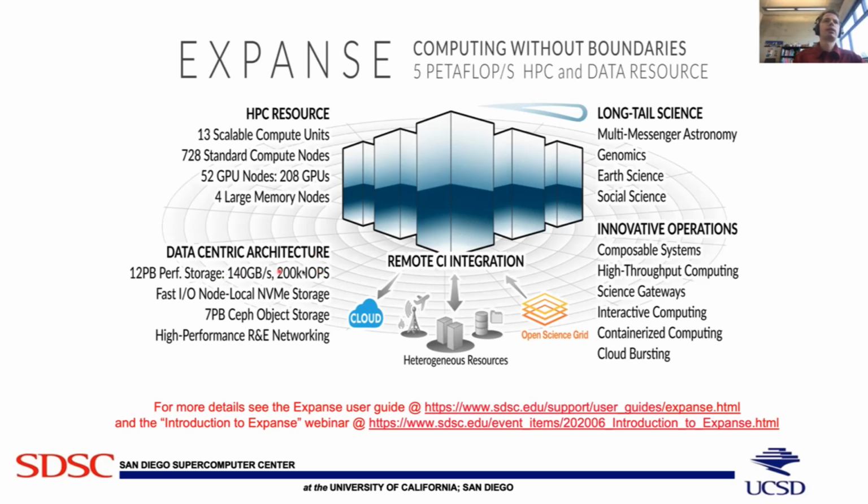We say data-centric architecture, but basically what we mean is we have very, very high performance and large data storage capabilities. So there's a 12 petabyte performance storage that delivers 140 gigabytes per second data transfer, and can do 200,000 IO operations per second. And then in addition, we have fast IO node local NVMe storage. I'll tell you a little bit more about that. And then there's the 7 petabyte object storage. That's where the home directories are sitting. And this is all connected by a fast network. So those are the important pieces in terms of the hardware.